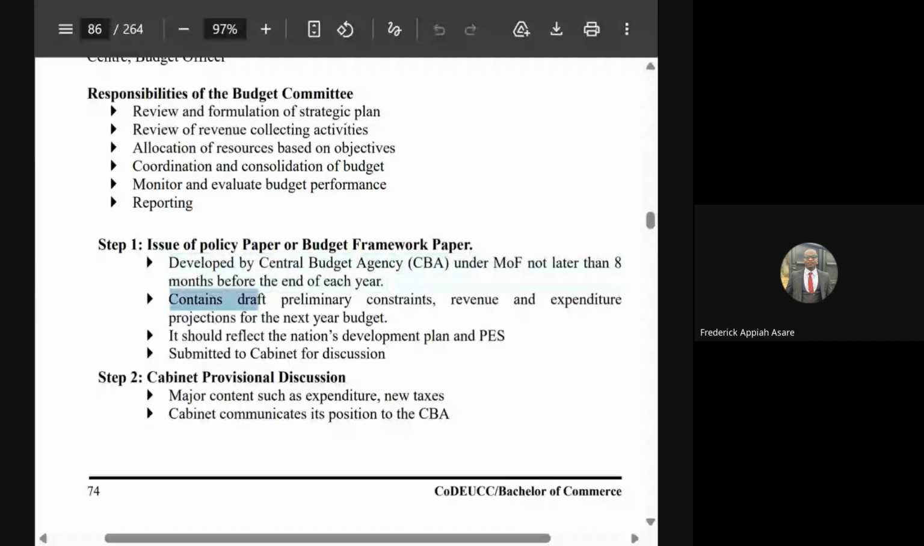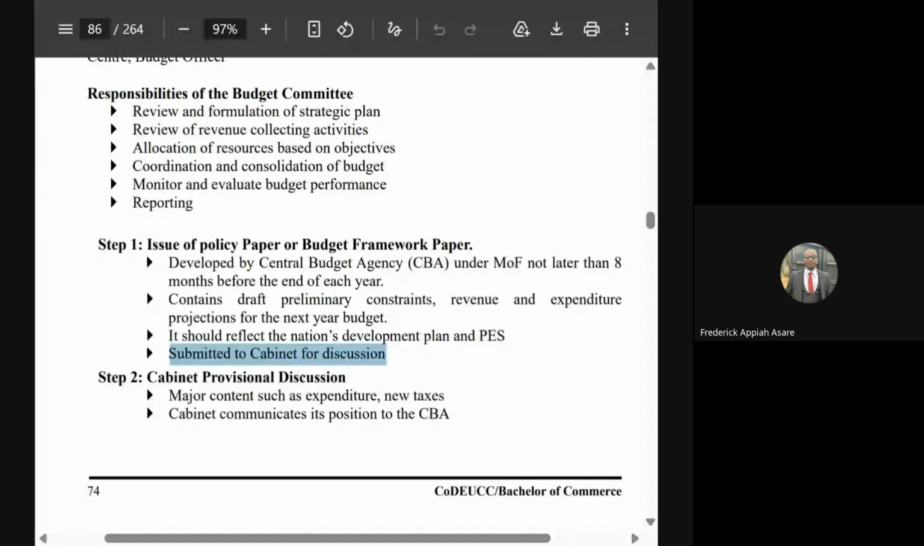And it contains draft, preliminary constraints, revenue and expenditure projections for the year. It should reflect the nation's development plan and PES, that is the public expenditure survey, what they got when they went around to check, and it's submitted to cabinet for discussion. So that is what the issue paper or issue policy paper or budget framework paper talks about.